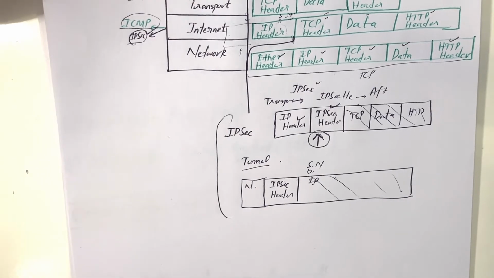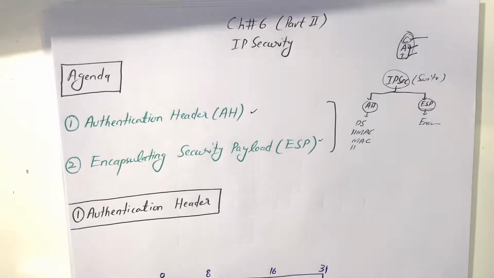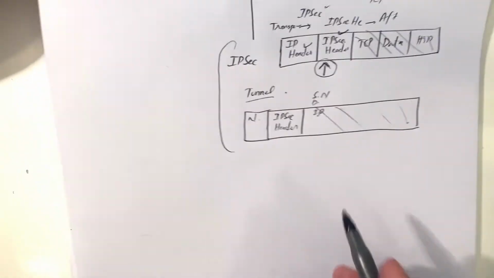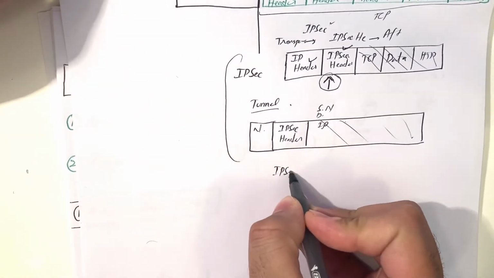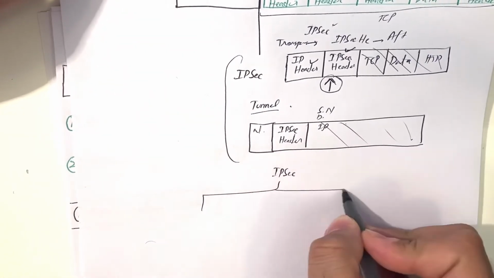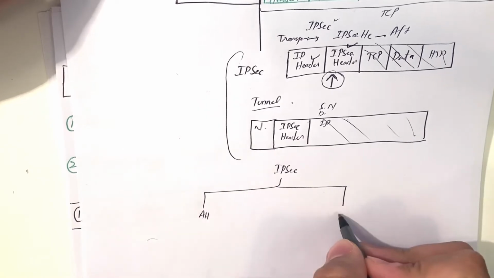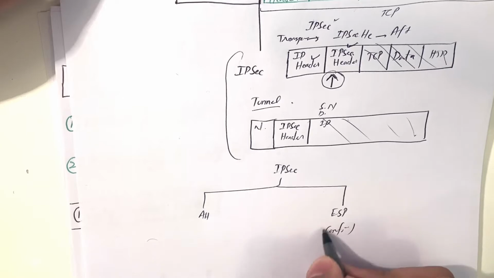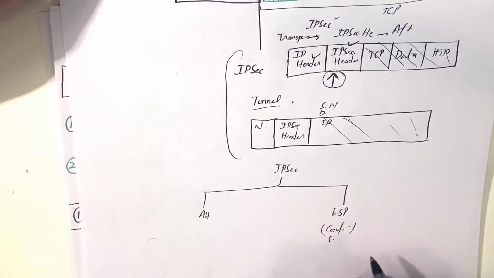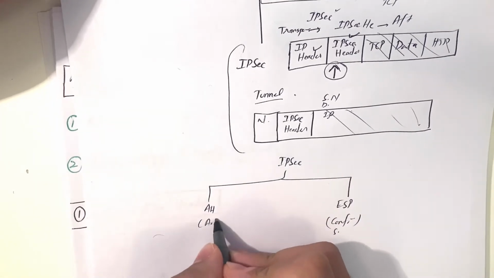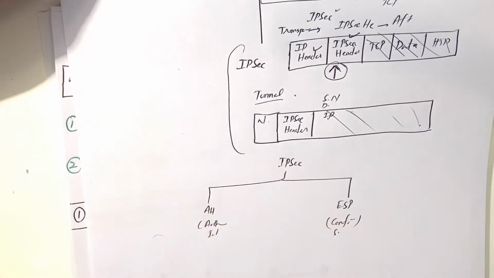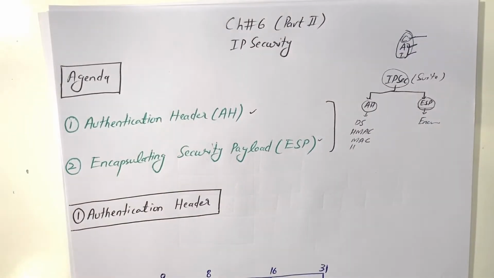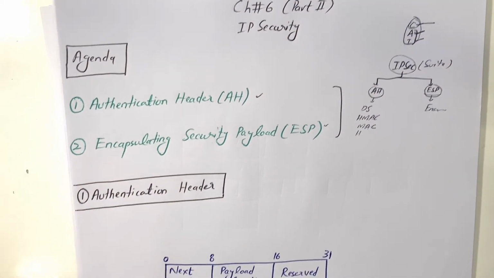So let's get back to the IPsec protocol. As you know, in the IPsec protocol there are mainly two things it does. It uses the authentication header, and it also uses ESP. ESP is for confidentiality, where we use encryption and decryption. AH is for authentication plus integrity. We already talked about it. So let's come back to today's agenda.